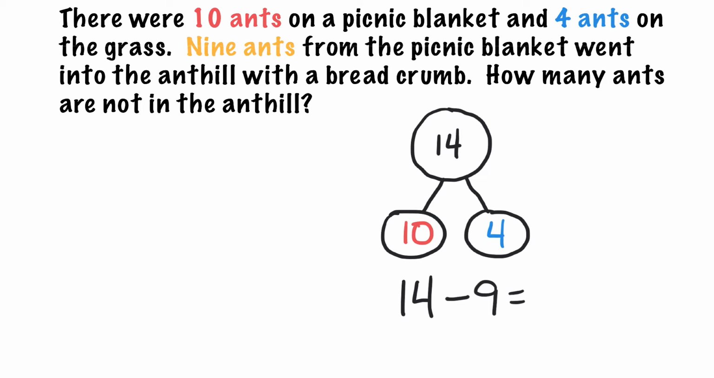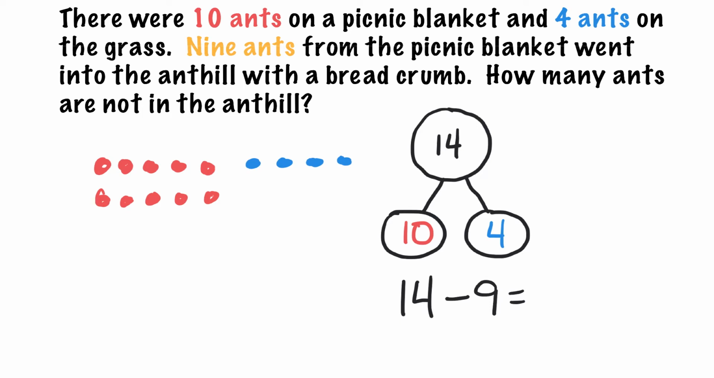Let's draw this out now. So let's put down our 10 dots for the 10 ants on the blanket. 1, 2, 3, 4, 5, 6, 7, 8, 9, 10. And then we have our 4 ants on the grass. 1, 2, 3, 4. And now we're going to subtract or take away those 9 ants that left.